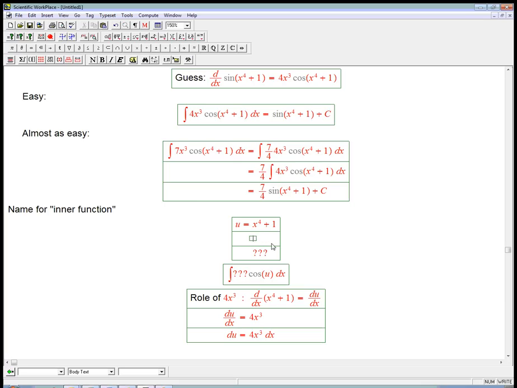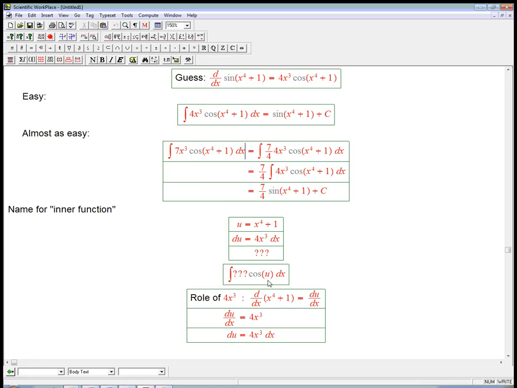Okay, so suppose we hadn't done this calculation before. We don't have to know that at the start. We just say we're going to package up the inner function, which is x to the fourth plus 1, and we're going to take the derivative of that, but we're going to write it in differential notation. And then we're going to try to match that with what we see. So we're still trying to build a new version of this integral.